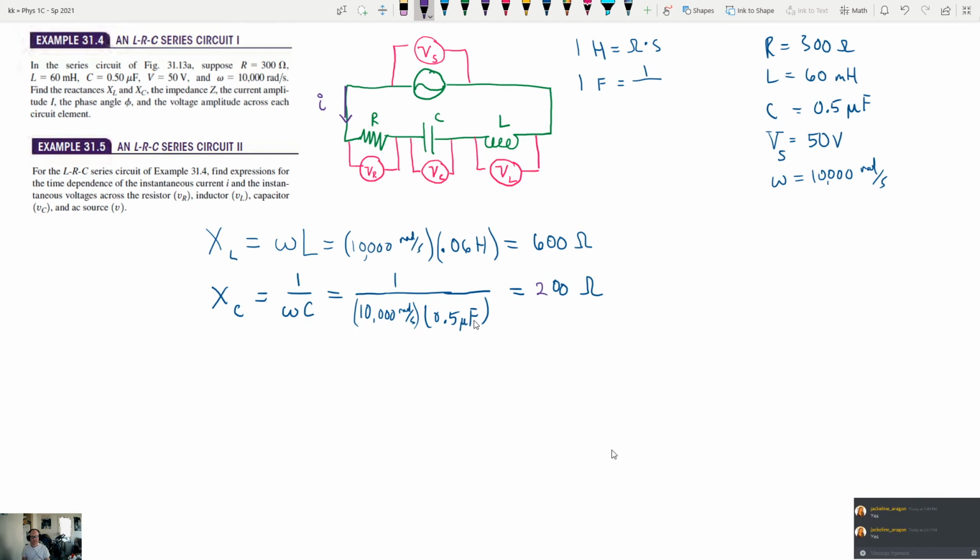So the farad needs to have units of ohms times seconds, right? No. Seconds over ohms, so the farad should be seconds over ohms, right? Yeah, that sounds right.